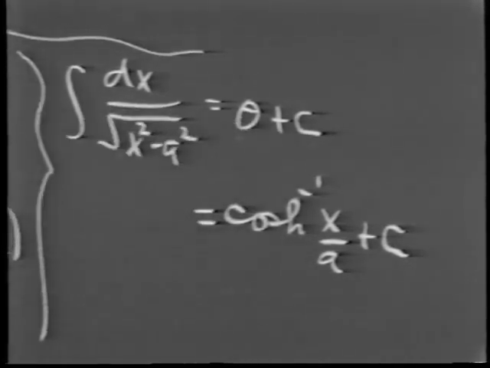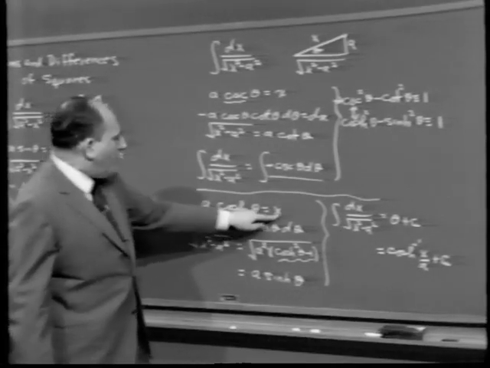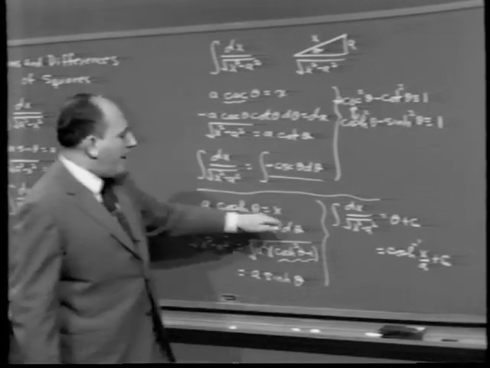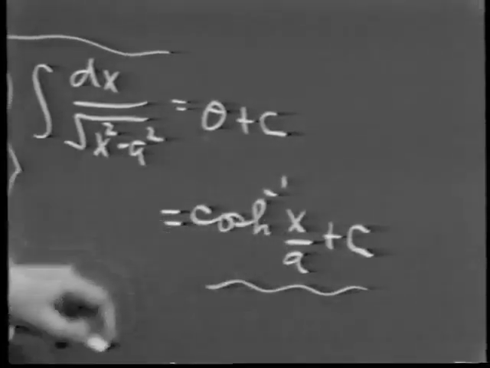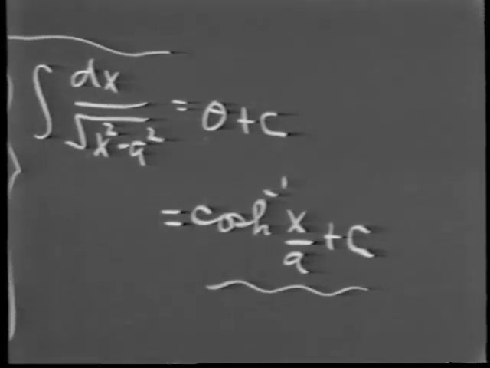But now recalling that a cosh theta equals x. In other words, cosh theta is x over a, and therefore theta is inverse cosh x over a, I arrive at the result that this integral is inverse cosh x over a plus a constant.